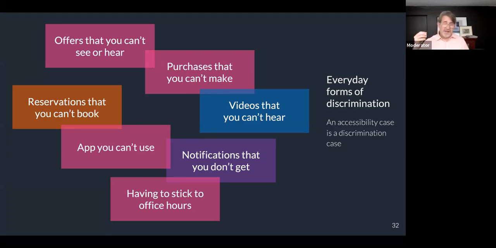Another problem that you may have is that if your website is unusable, but you offer an 800 number, that 800 number may only be available during certain business hours. So that's discrimination, because you're not offering people with a disability the same convenience that you would offer them if they were fully able to use the website. So these are all different everyday forms of discrimination or everyday barriers that people with disabilities encounter when they're trying to use digital products.